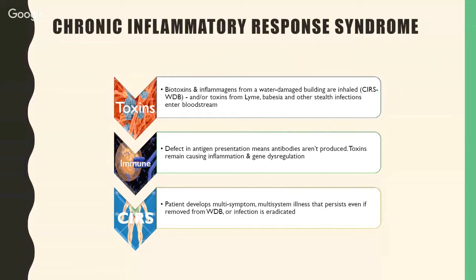Right. And so in the same way as one develops CIRS, one develops a hyperactive mast cell arm to their immune system. And presumably, even if the initial trigger was mold, for many patients, even when they get into a much more satisfactory building that's not water damaged, they may still continue to have mast cell activation. Is that correct?